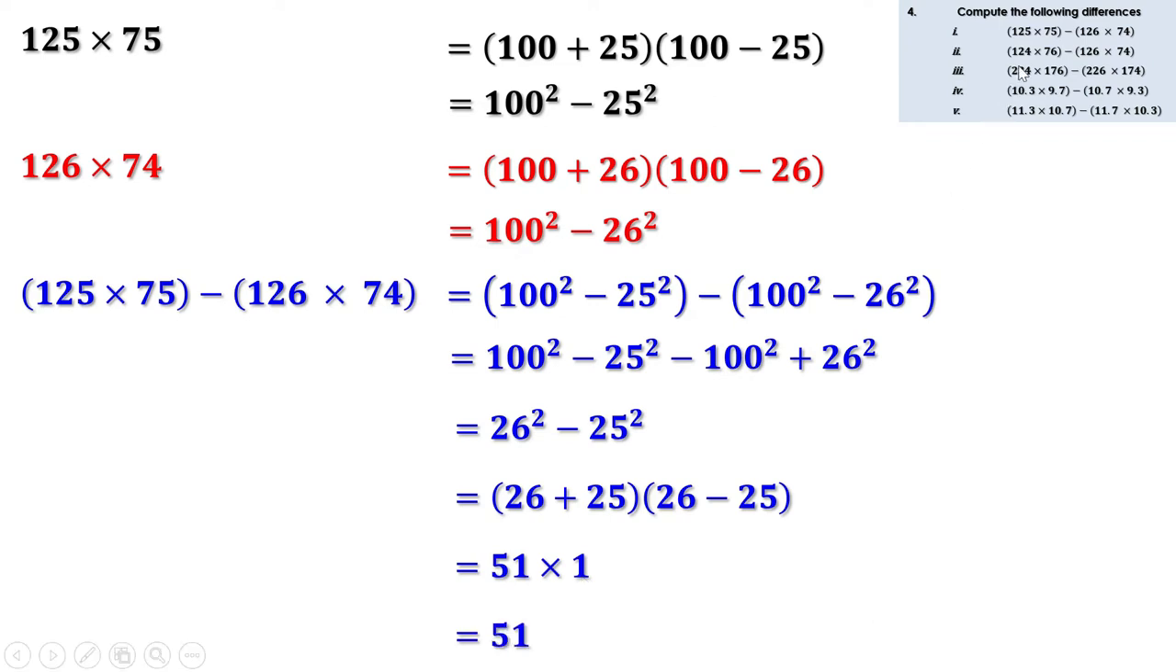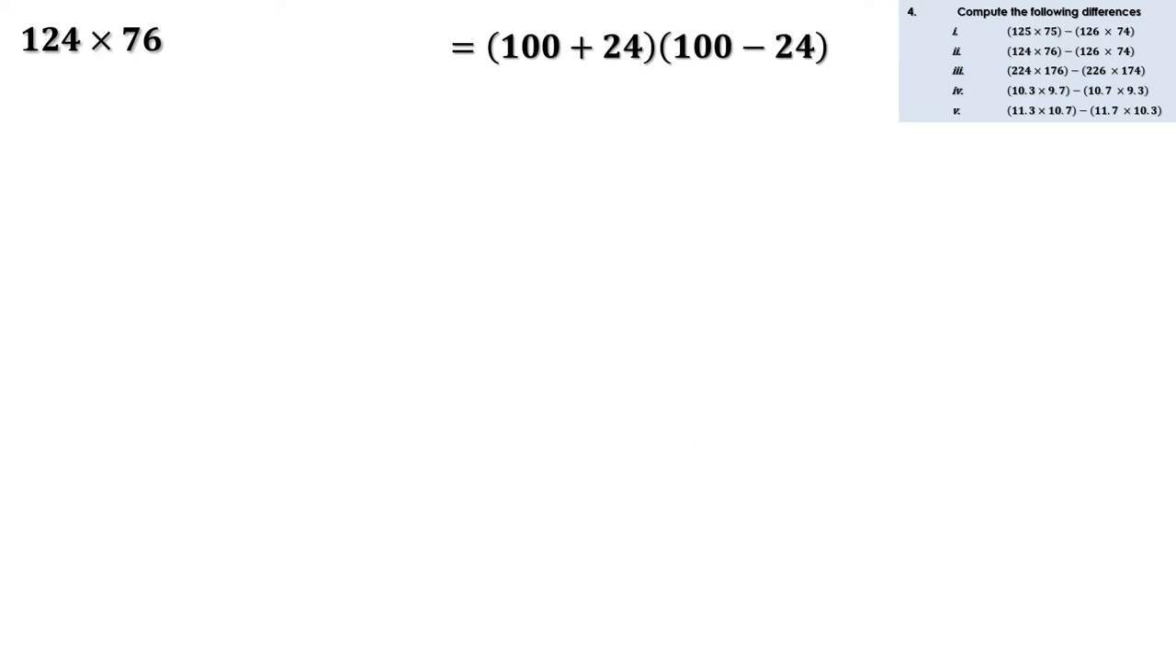The second question is 124 into 76 minus 126 into 74. Let us multiply 124 by 76 at first. 124 is 24 more than 100 and 76 is 24 less than 100. So this can be written as (100 plus 24) into (100 minus 24), and that is equal to 100 square minus 24 square. Now let us find 126 into 74.